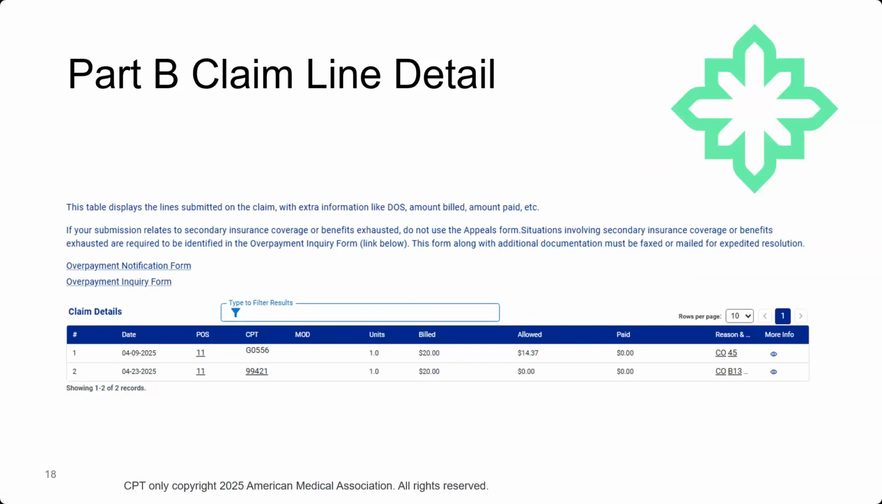The Part B line detail is going to show you the date, the place of service, CPTs, modifiers, all of that information that's billed on the individual line. Here there are reason and remark codes on these claim lines. And then again, you're going to see these little lines under the place of service, the CPT, and the reason and remark code. So again, you can hover over those and it's going to provide you a description.